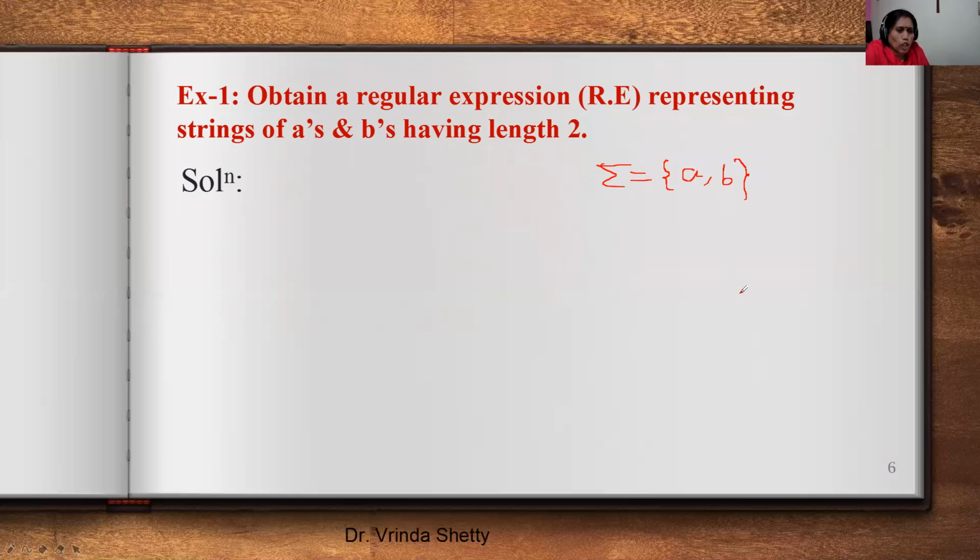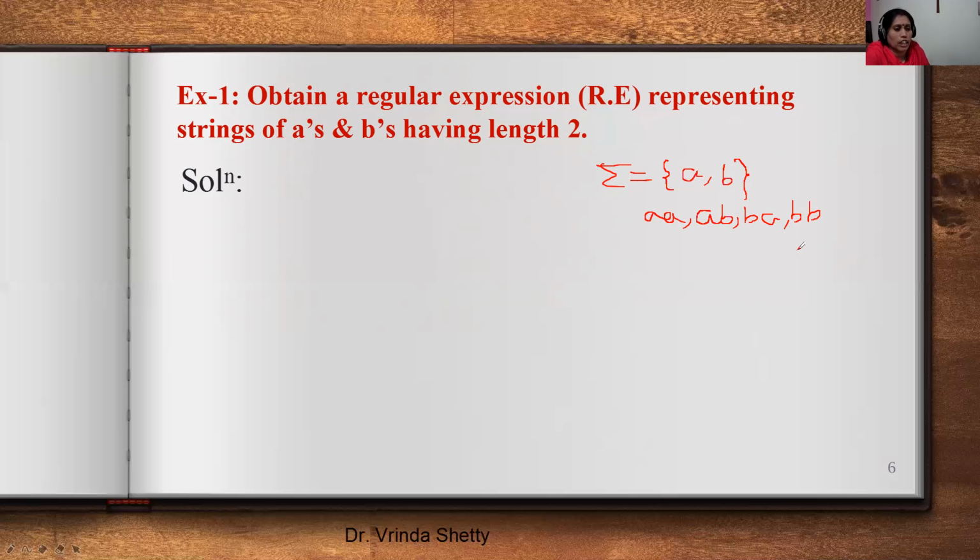So string length 2. When we say string length 2, what all combinations can we frame for this A and B? I can frame a string as AA, then AB, then BA, then BB. Any other possibilities for the input alphabet A, B with string length 2? It can have AA, AB, BA, BB. No other possibilities are there.